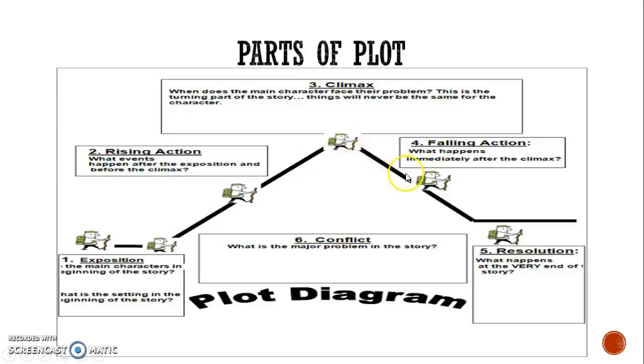Now we follow down the plot diagram to the falling action. The fourth one, what happens immediately after the climax? We'll go down and across to our resolution. What happened at the very end of the story? Move over to 6. What was our conflict? What was the major problem in the story? And this is your plot diagram.